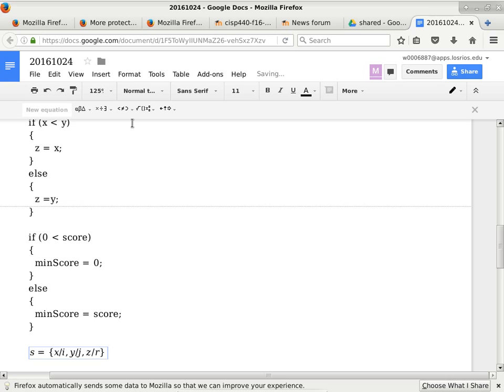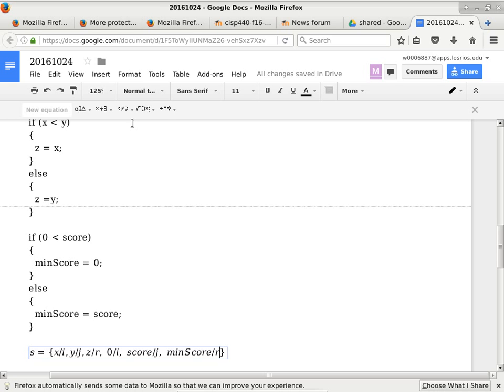I'm substituting z with r. Okay, for the first chunk of code. For the second chunk of code, I can put it here too. It doesn't really matter. I can use the same set here. So for the second chunk of code, I'm substituting a 0 with i. I'm substituting the score with j, sorry, and I'm substituting min score with r. Okay, this is a set of individual substitution elements.